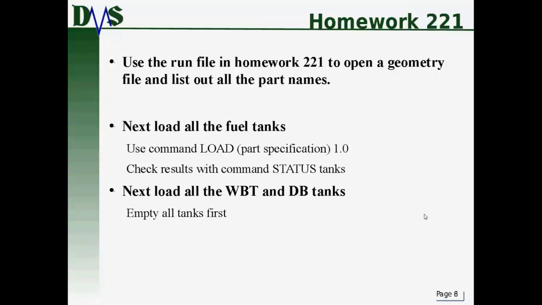And then what I want you to do is empty all the tanks. So that's load star. You can just use the wildcard on its own to select all tanks. And then 0. So that's saying give everything a load of 0. And then load up the WBT and the DB tanks to 100%. So 3 steps here. Load your fuel oil tanks, then unload everything, then load up the WBT and the DB tanks. And you'll have to use wildcards for all of that.